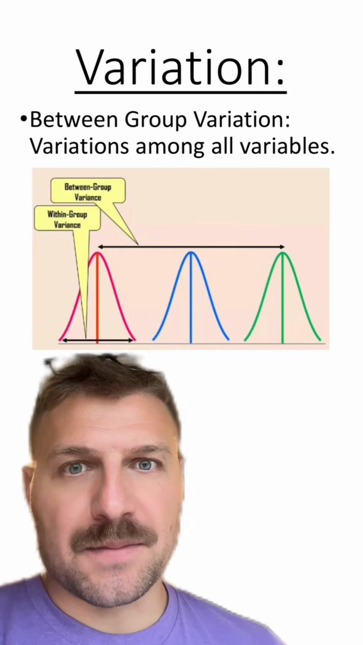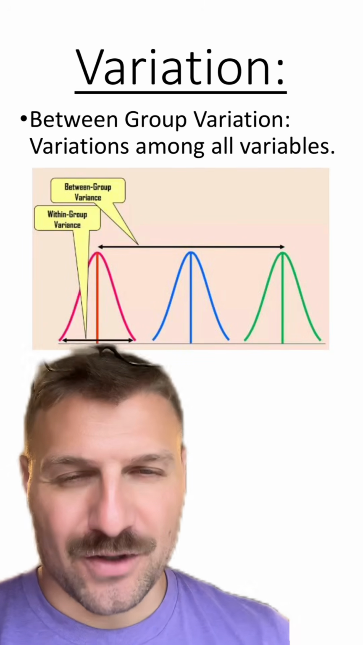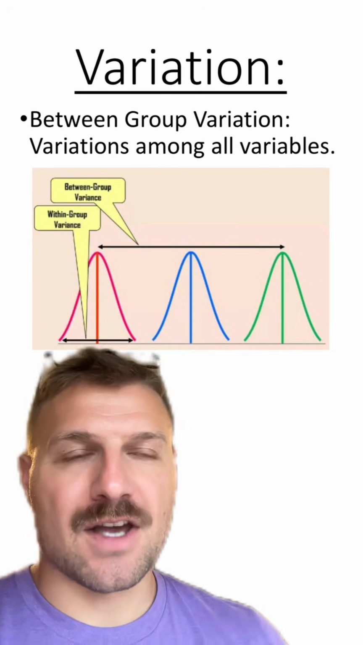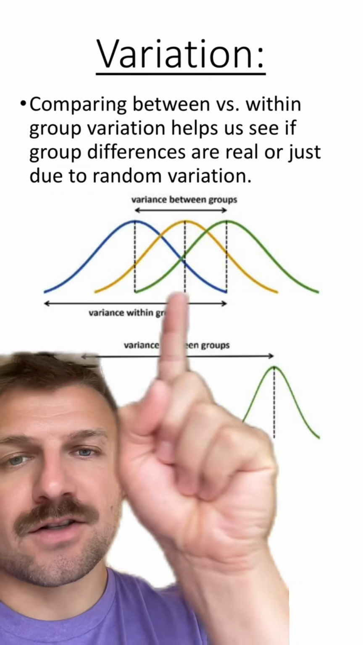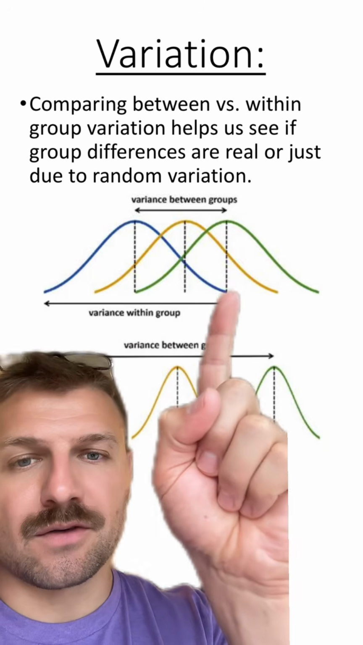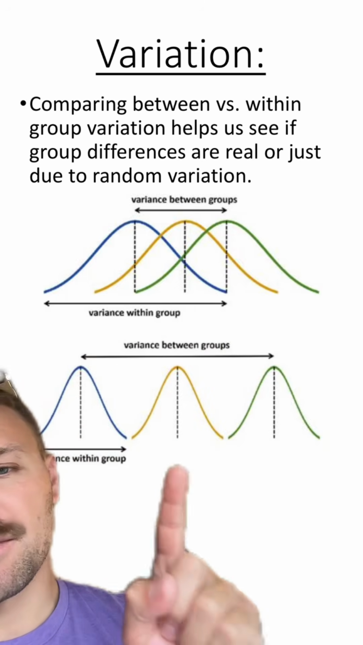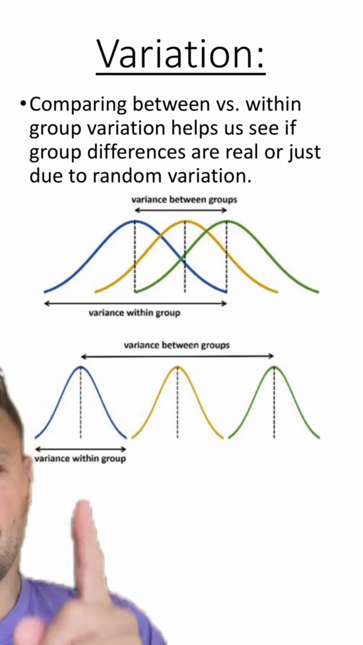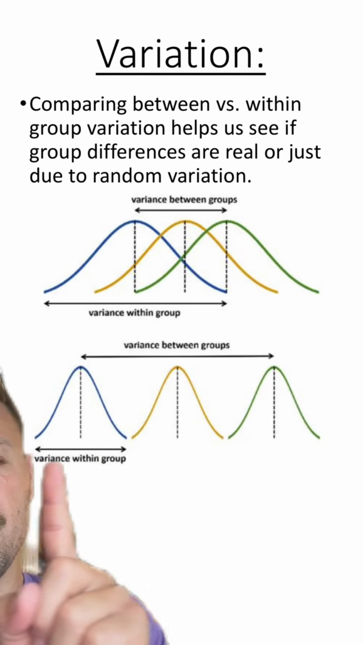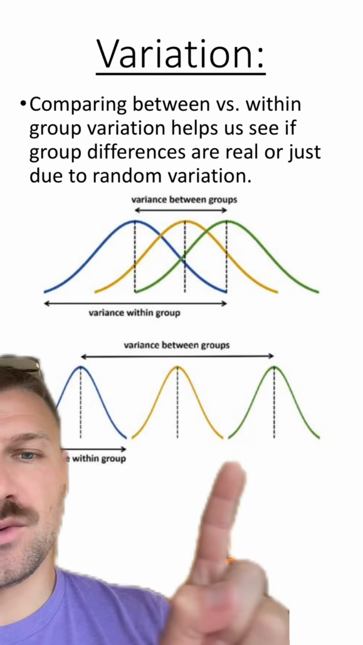Now, between group data is between the different groups. These are, again, variations among all of the variables. You can see in our top graph here, there's not a lot of between group variation compared to the bottom graph here, where there is more variation between the groups. This here would be the within group variation. This is just within one group of data.